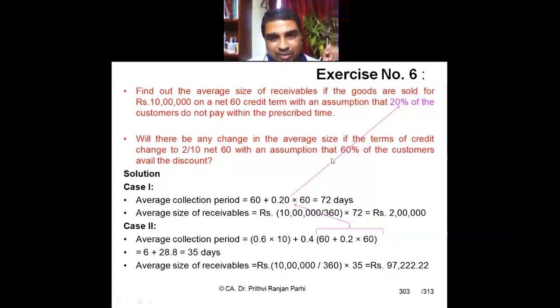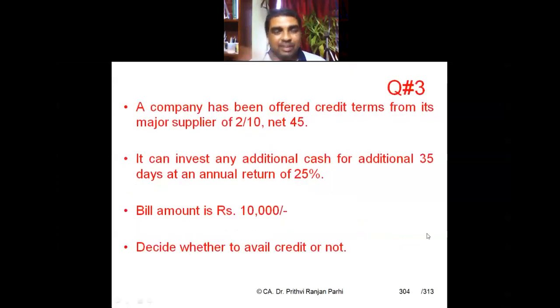This is for 20%. Now under the new scheme, what happens? 60% of the people will pay in 10 days. So 0.6 into 10 plus 0.4 into the old scheme, 0.4 into 70 days. Did you understand this question? Okay, fine. One more question I am leaving for you. You can try at home.